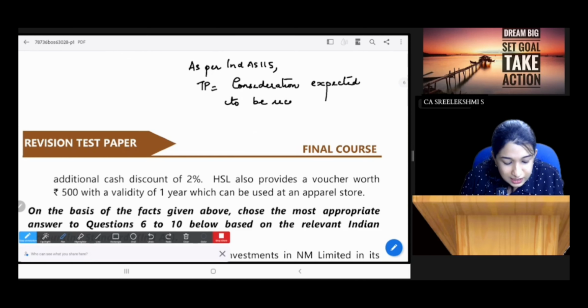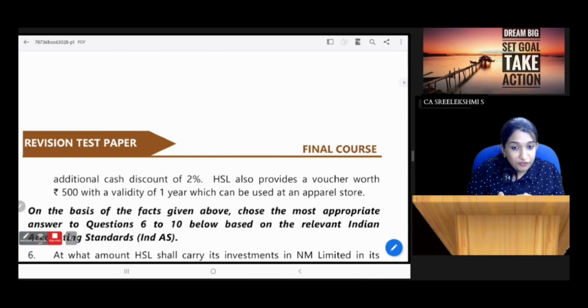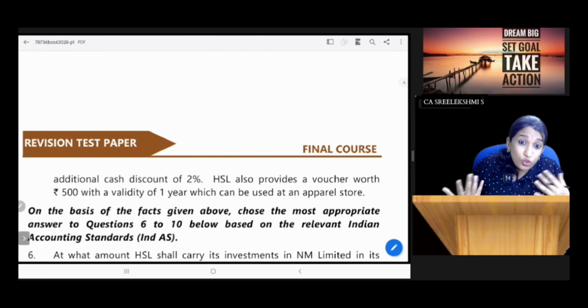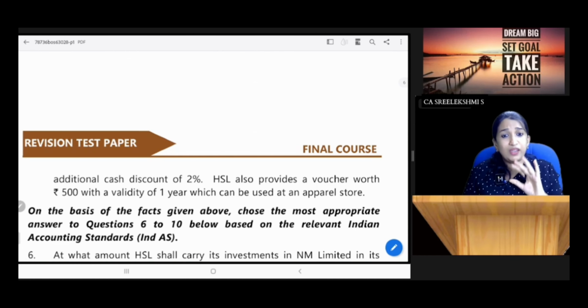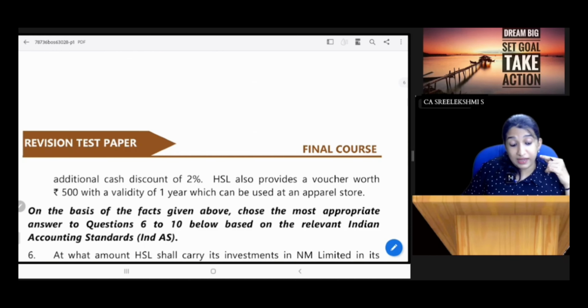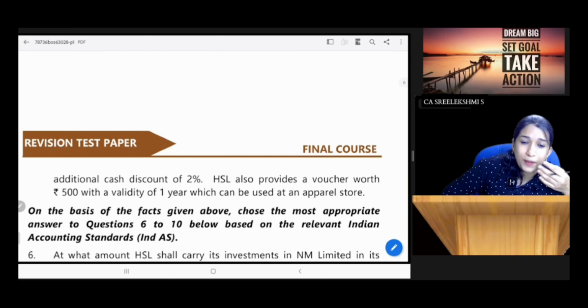So what is the consideration expected to be received? When I sell something, I'm sure there is a trade discount and there can be additional cash discount. So that is also not something I'm expecting the customer to pay. I'll be giving that cash discount. HSL also provides a voucher worth 500 with validity of 1 year, which can be used at an apparel store. So that discount also we are not expecting to receive. That will not be recognized as our revenue, 500 rupees.